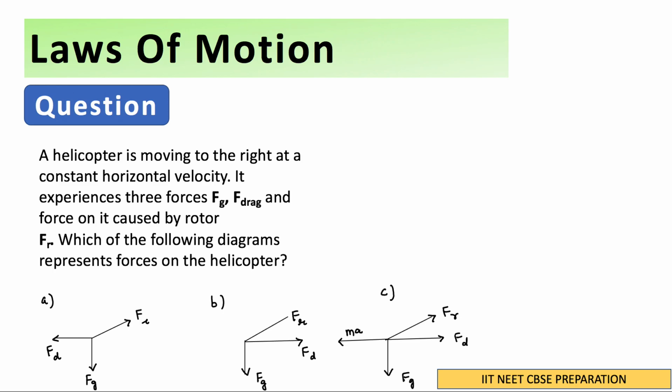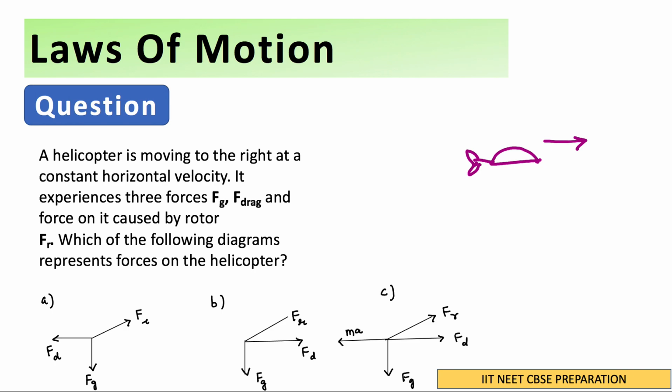First of all, let us make an FBD of this and see how it will really be. Suppose this is our helicopter, and it is moving in the horizontal direction like this. Then what are the forces that are acting on this helicopter? Can we mark all the forces?